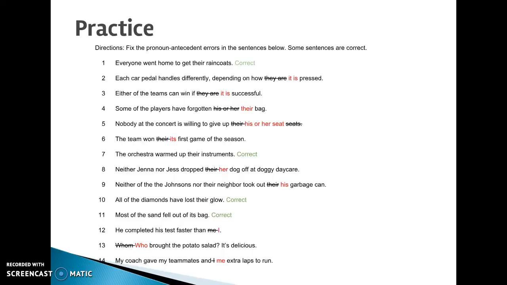He completed his task faster than I. Remember, if we added the verb do, we would know instinctually to use I. So just because we dropped the do, we still use the subject. Subjects are always compared to subjects.